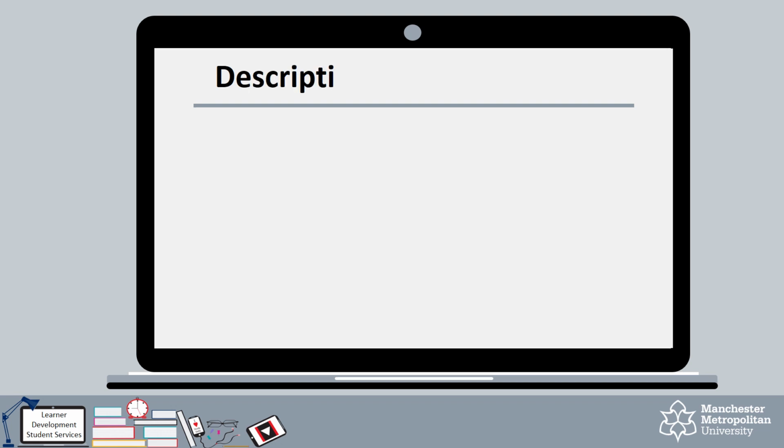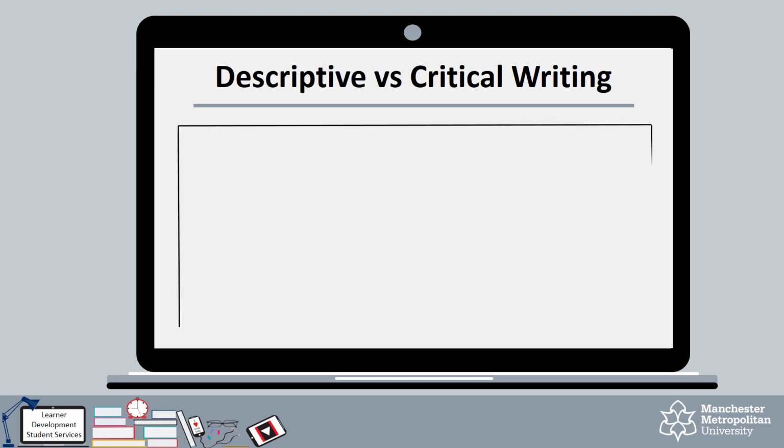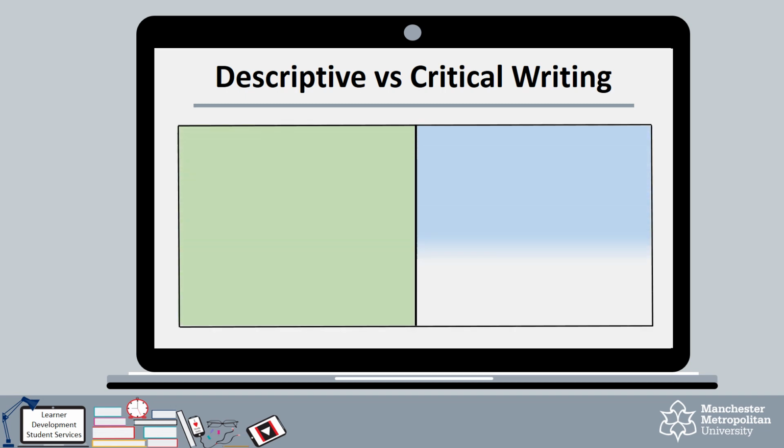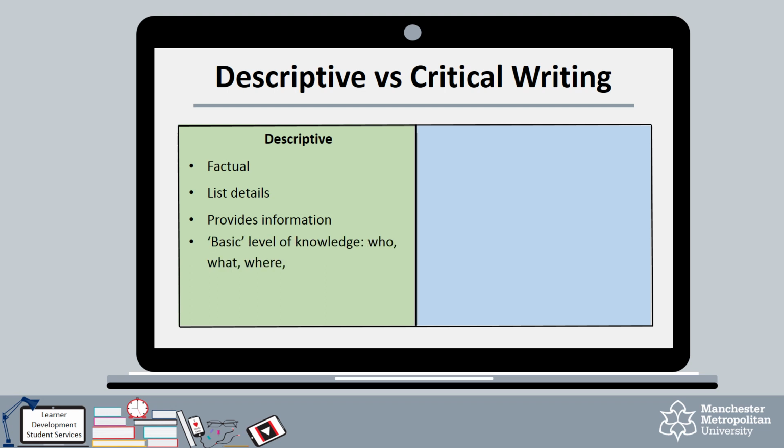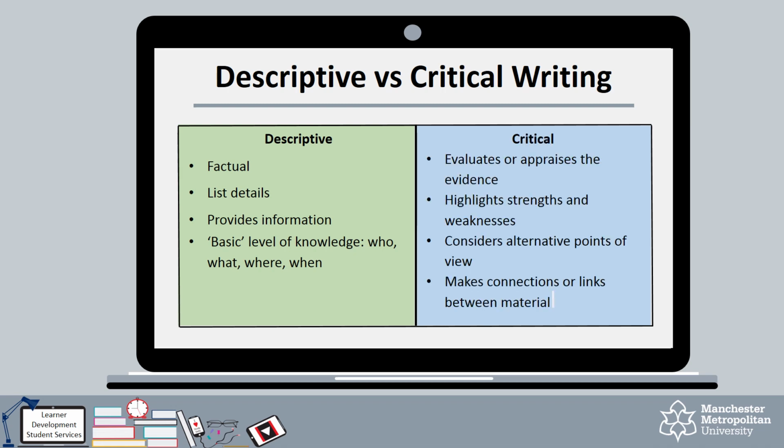First of all, we will consider the difference between the two terms, descriptive writing versus critical writing. Beginning with descriptive writing, this can be characterised as being factual. It lists details, it merely provides information, and it's a basic level of knowledge, answering the questions of who, what, where, and when. By contrast, critical writing goes a step further.